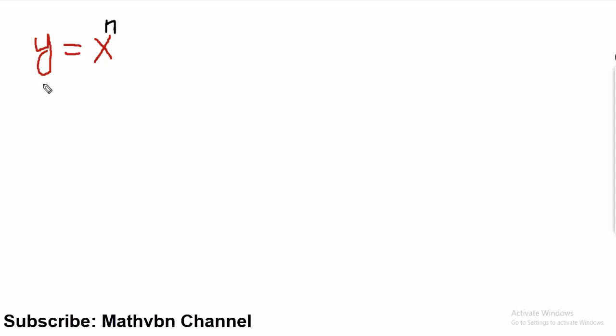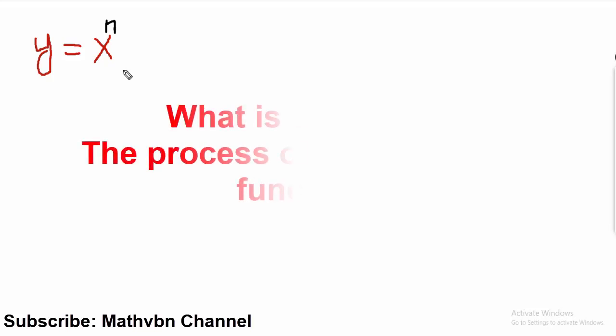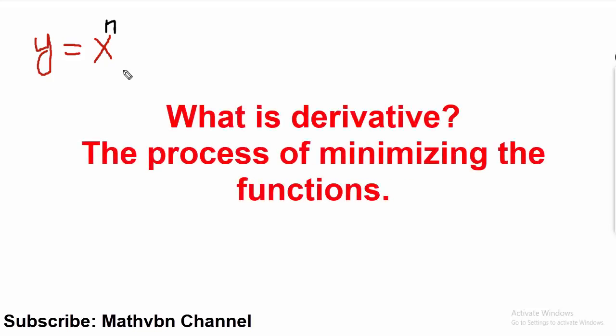In this video, I'm going to teach you the power rule of a derivative. First of all, I would like to explain what a derivative is. Derivative is the process in which we minimize the function. Again, I repeat, derivative is the process in which we minimize the function. How do we minimize the function? Let me show you.